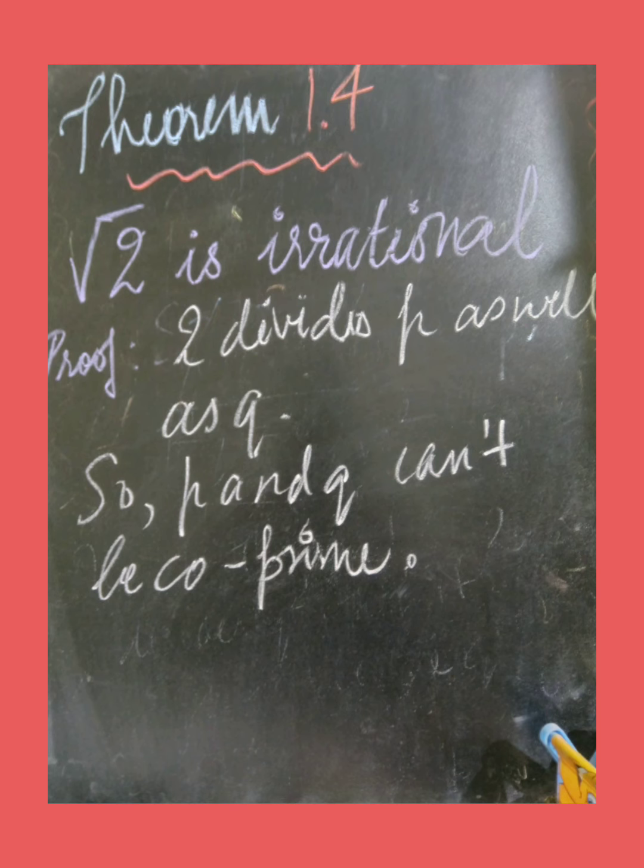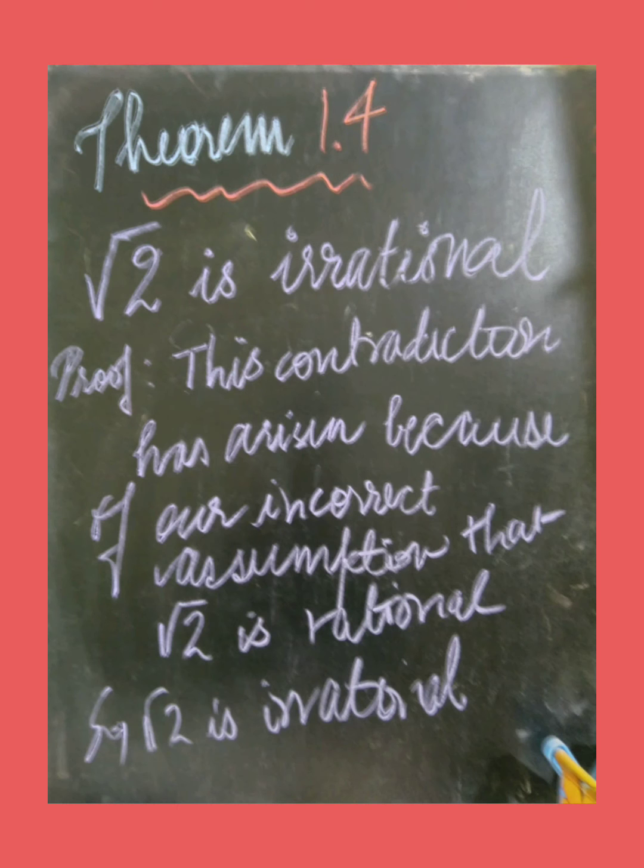Why can they not be co-prime? Because co-primes have no common factor other than 1. But they do have a common factor, that is 2. So they cannot be co-prime. So it means that the thing we have assumed goes wrong. This type of question comes in the exam.